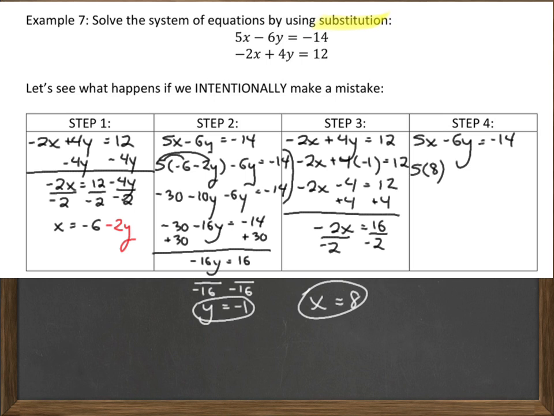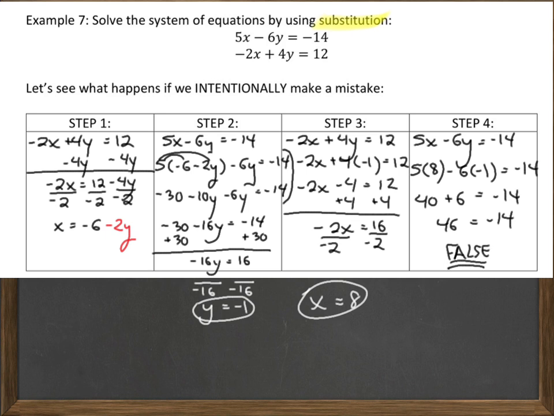So we said x is 8, so we have 5 times 8 minus 6 times negative 1 equals negative 14. So we have 40 plus 6 equals negative 14. So we have 46 equals negative 14. Okay, so hopefully we can all agree that 46 and negative 14 are not the same number. So this is a false statement.